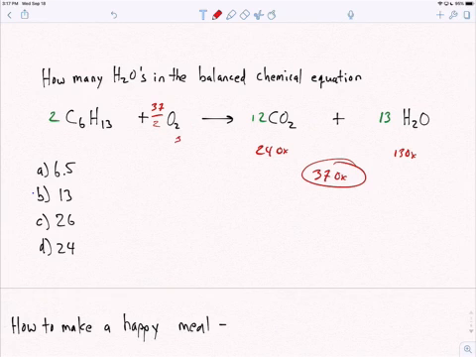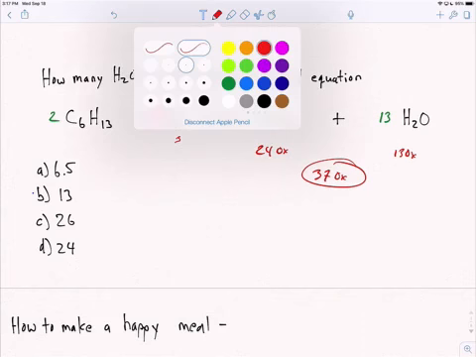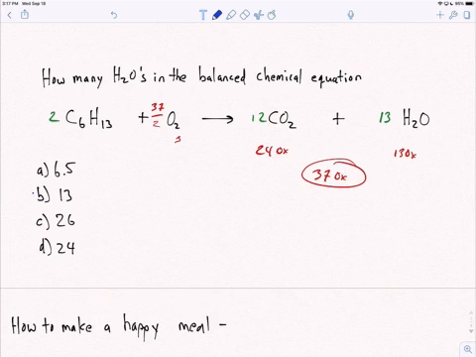So what you're going to do: since you have a half here, you multiply the whole thing, this by 13 and this by 2. So now you have 2 C6H13 plus O2 gives CO2 plus 13 H2O.